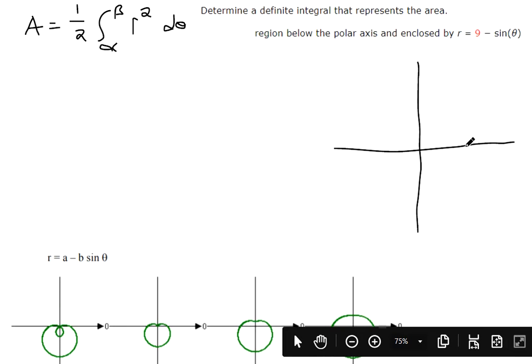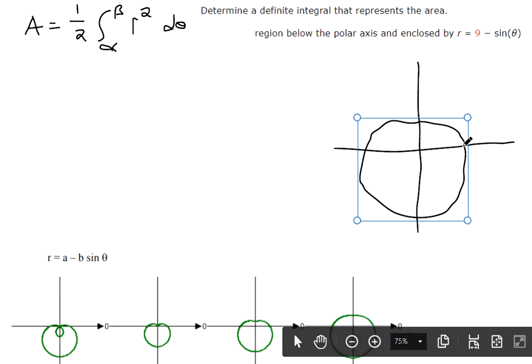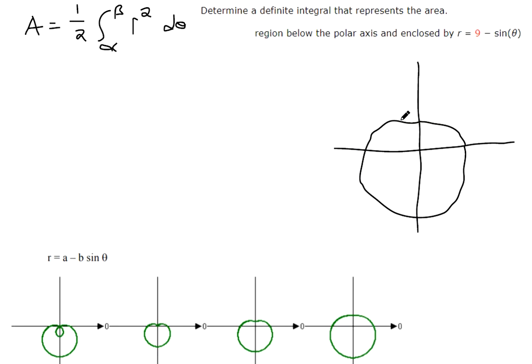So we don't know exactly what the shape will be without plugging in some points and trying to be really careful, or maybe analyzing this further, but we don't have to. Okay, the objective is to determine a definite integral that represents the area of the region below the polar axis. So this is the polar axis. So this is the region below the polar axis.